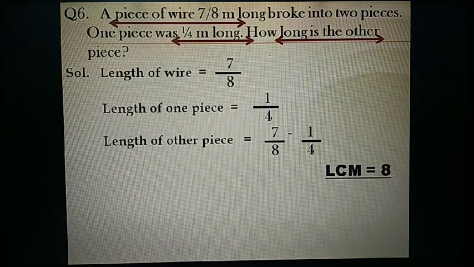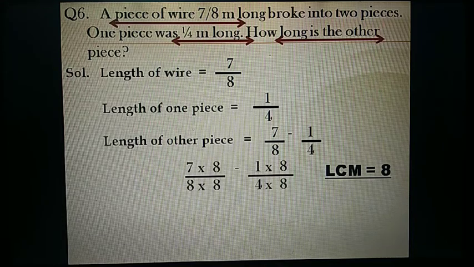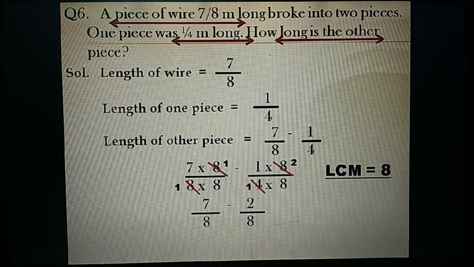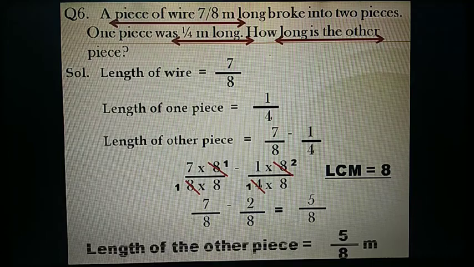Again, 8 is a multiple of 4, so the LCM is 8. Multiplying 8 to both the parts. Perform the cancellation. And yes, you will get the value as 5 upon 8. So, length of the other piece is 5 upon 8 meter.